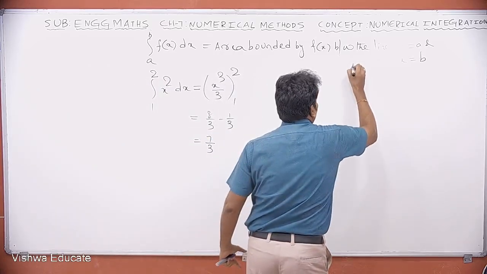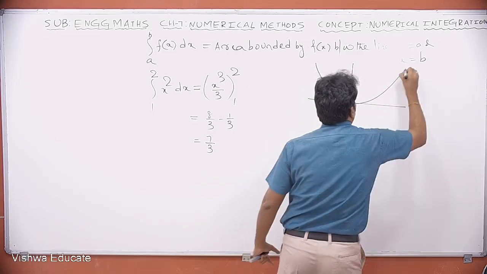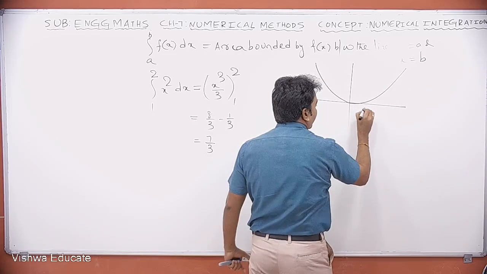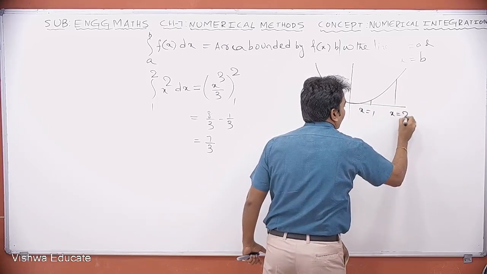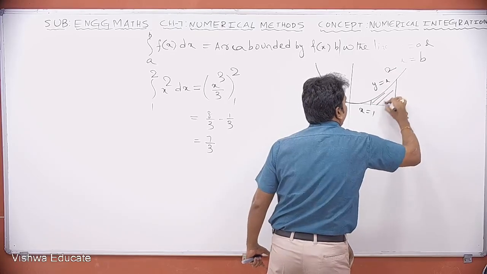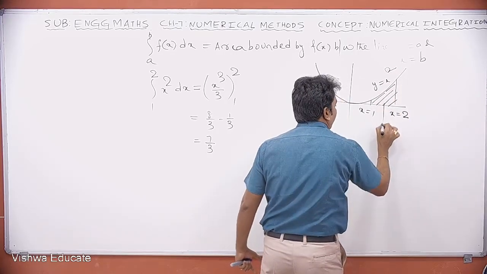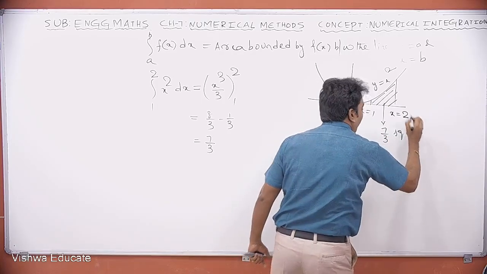So geometrically, if I draw the graph of this function, this is x square, a parabolic shape, and say for example this is the line x equal to 1 and this is the line x equal to 2. So this curve is y equal to x square, and this shaded region is 7 by 3 square units.